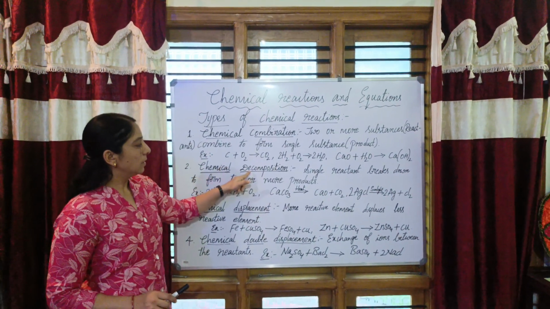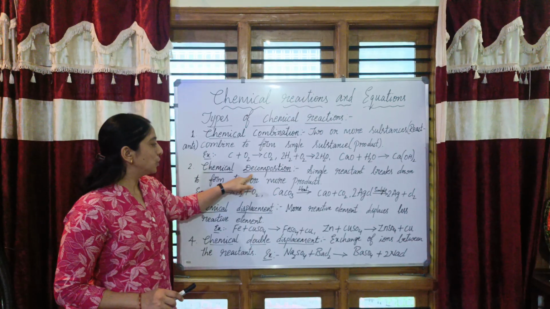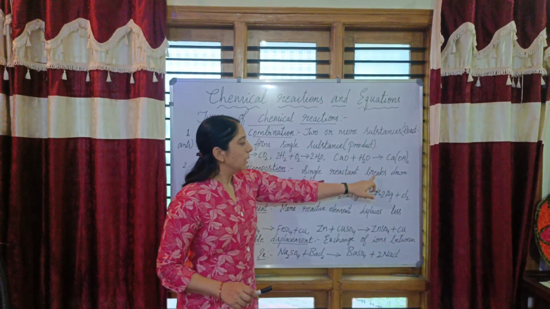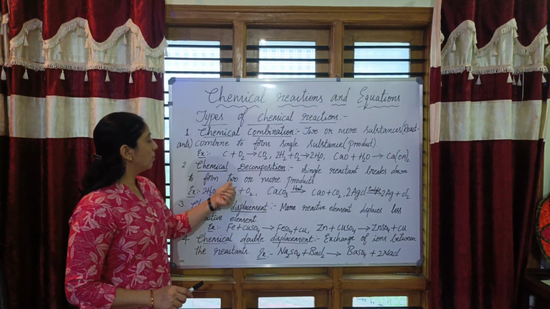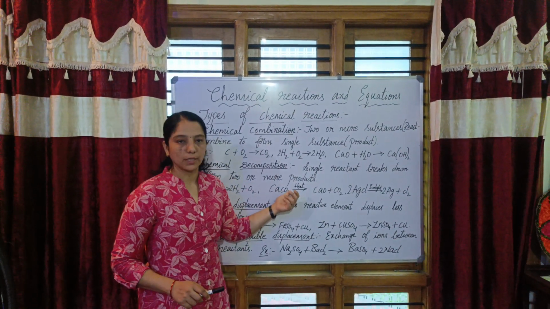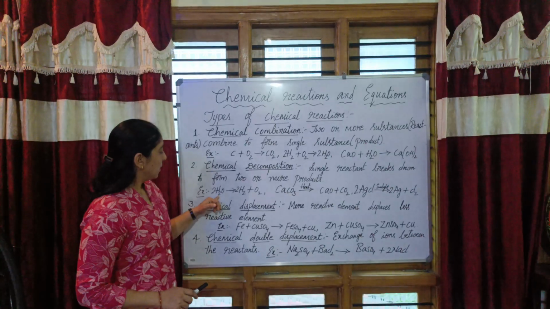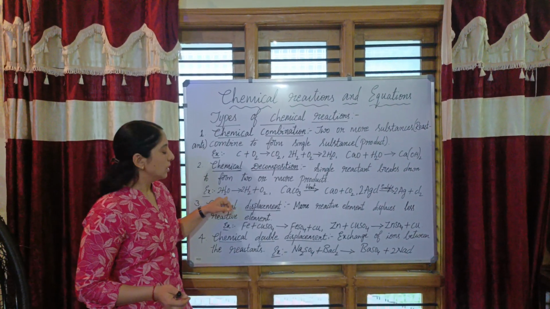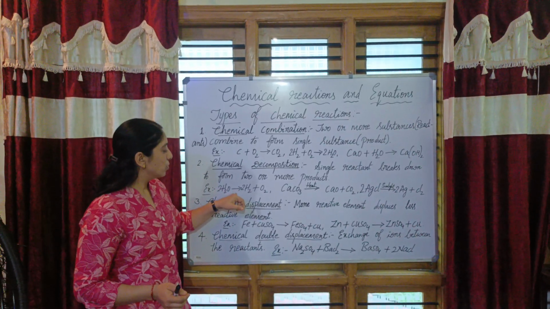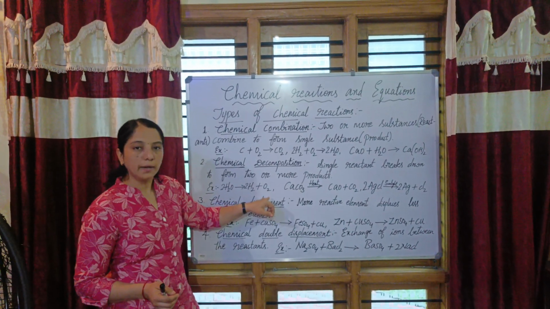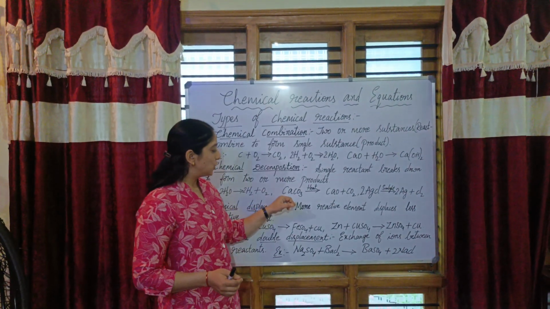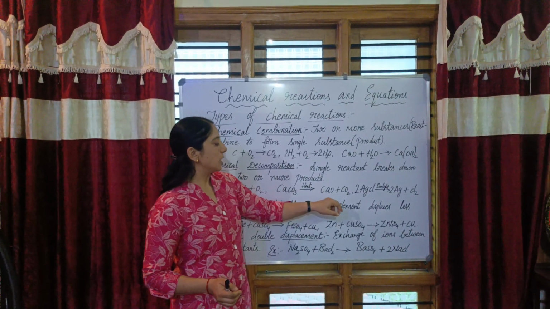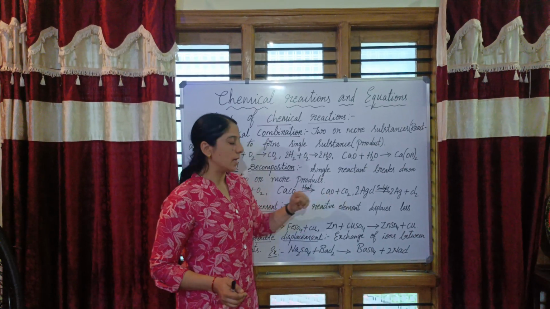Next, chemical decomposition. Decomposition means breakdown. That is, a single reactant breaks down to form 2 or more products. For example, water, which is also an example of electrolysis. When water decomposes, it forms hydrogen and oxygen. Then calcium carbonate, when it is heated, forms calcium oxide and carbon dioxide.